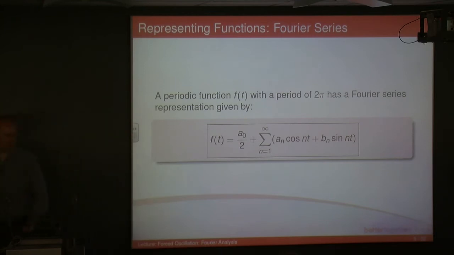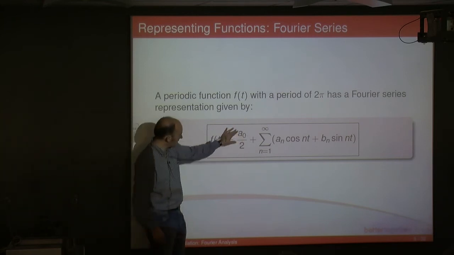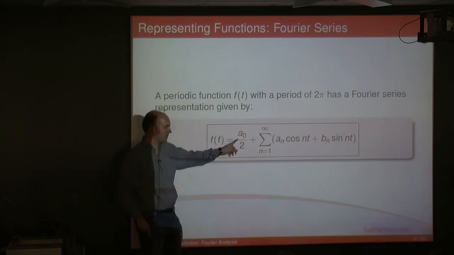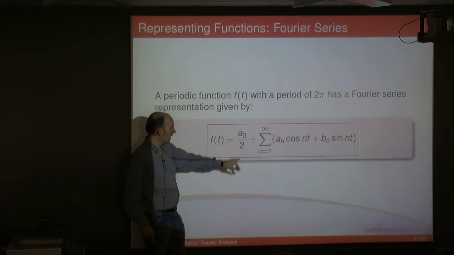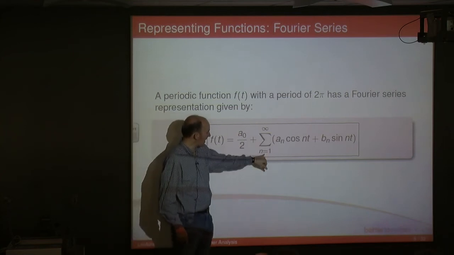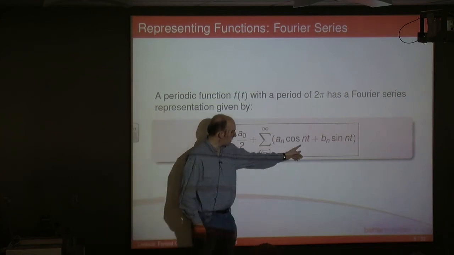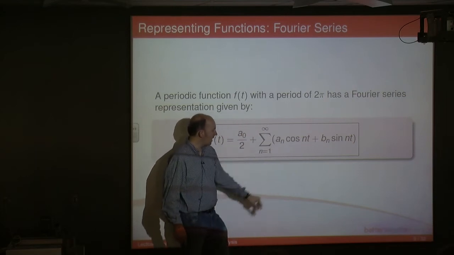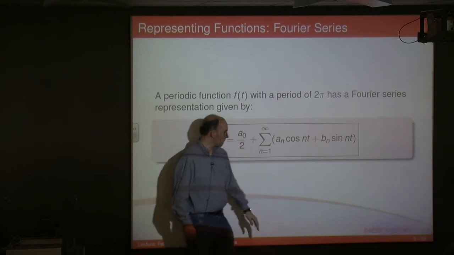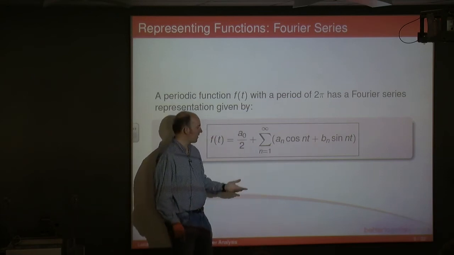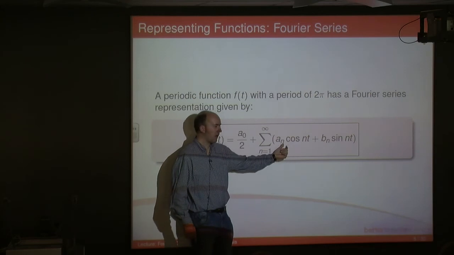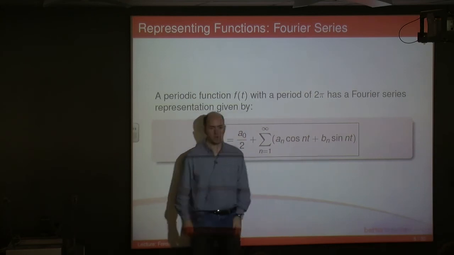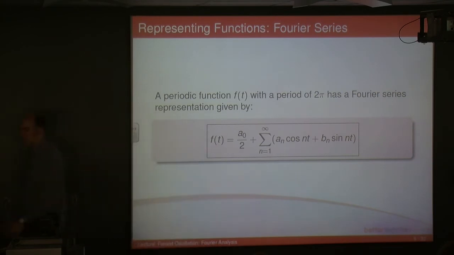And so what you've got here is a constant term. If the averaged value of your periodic function is not 0, then you'll have a term out here. And then you've got a sum from n equals 1 to infinity of these sines and cosines, and obviously they will have certain amplitudes, an and bn. Depending on the function, you may have just cosine terms, or just sine terms, or a mix of the two. It depends on the form of the function.